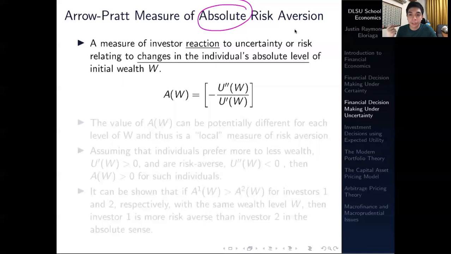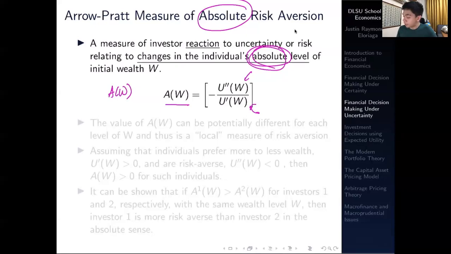The Arrow-Pratt measure of absolute risk aversion is a measure of investor reaction to uncertainty or risk relating to changes in the individual's absolute level, and note the word absolute is key here, of initial wealth. You can calculate the Arrow-Pratt measure, which is A(W), in this form here. It's the second order derivative of the utility function divided by the first order derivative of the utility function.